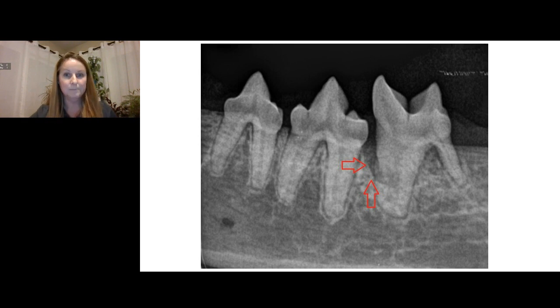Now, what do we see here? Again, we're going to say, okay, that's a cat for sure. That's a mandible. Those teeth are on the left. Remember, we're keeping in mind that this animal would be looking at us, and that's how we would be seeing these teeth.